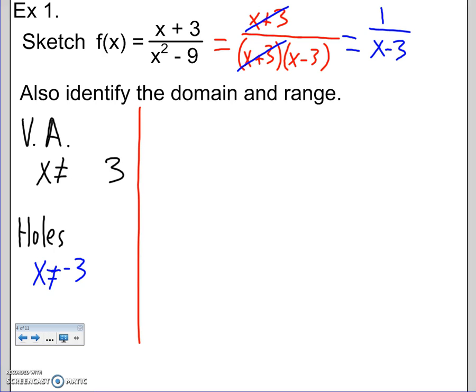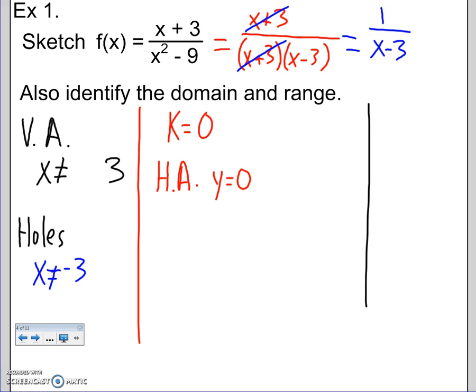Next, do the horizontal asymptote. This is k. Well, k is 0. So my horizontal asymptote, I'll call the HA, is y equals 0. With that, I can draw my graph. So let's draw my asymptote. X cannot be +3. So let's call this +3. All right, what else? Y cannot be 0, so it can't cross the x-axis. Those are my only 2 asymptotes.